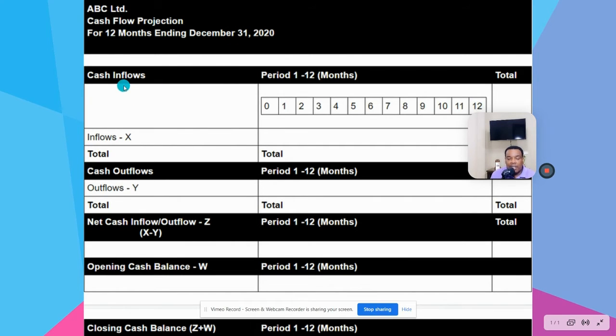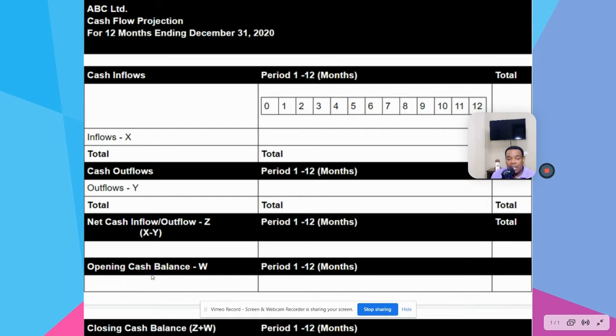The second section has to do with our cash inflows, all the incoming cash into the business, and we will explain a little bit more about that shortly. The third section is our cash outflows, all the cash going out of the business, and our next section is the net cash inflow outflow, net of our cash inflows against our cash outflows, but we will delve into that shortly, and then followed by our opening cash balance.